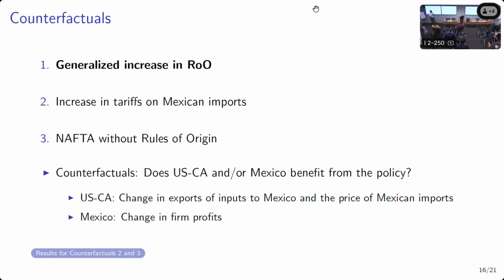So today I'm just going to discuss the results of the first counterfactual. I'm going to focus my explanation on whether the US and or Mexico benefit from the policy, just in terms of variables I can explain with the model, which is the change in exports of intermediates to Mexico from the US point of view, the price of Mexican imports, and for Mexico, just the change in firm profits. Okay?